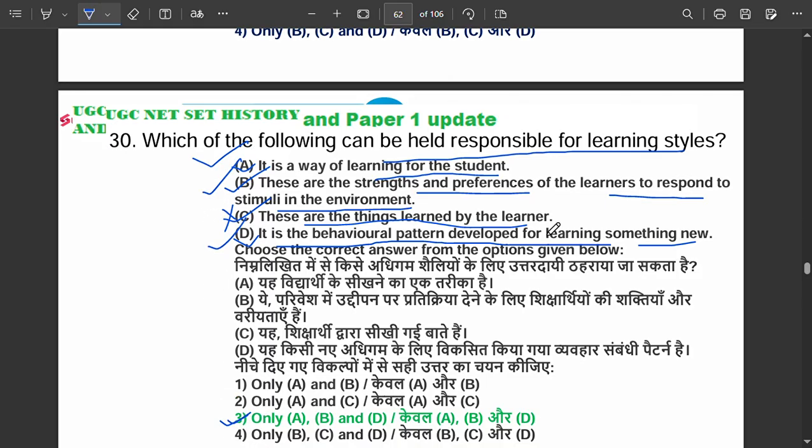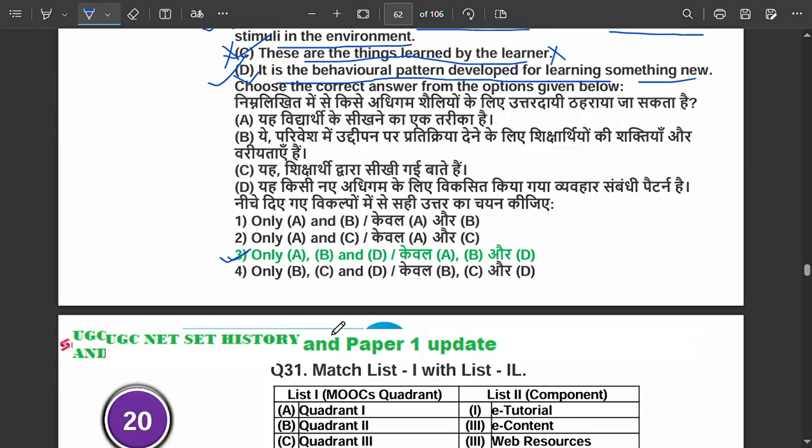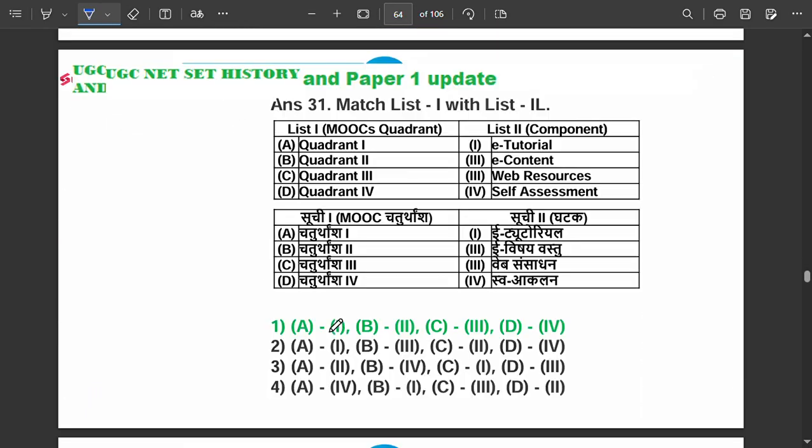Next, again match the following. MOOCs, quadrants and components. Quadrant 1 key tutorial and 2 e-content, and quadrant 3 web resources, and quadrant 4 self assessment. So option number 1 was the correct answer.